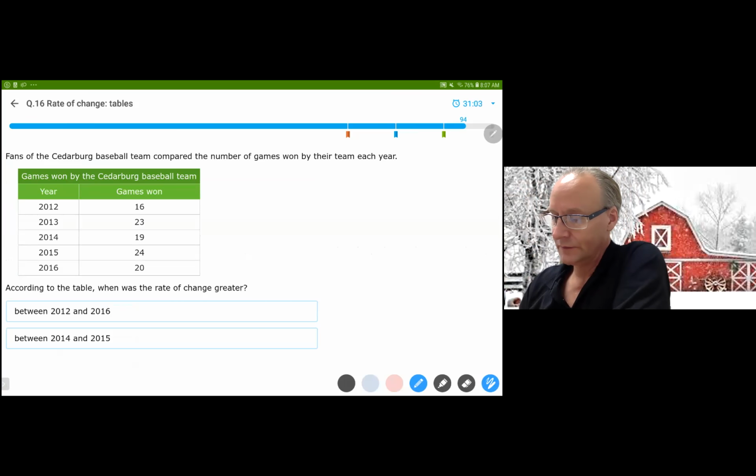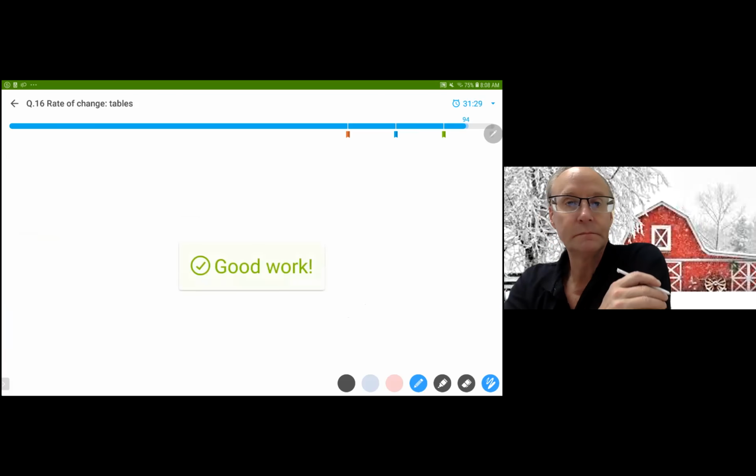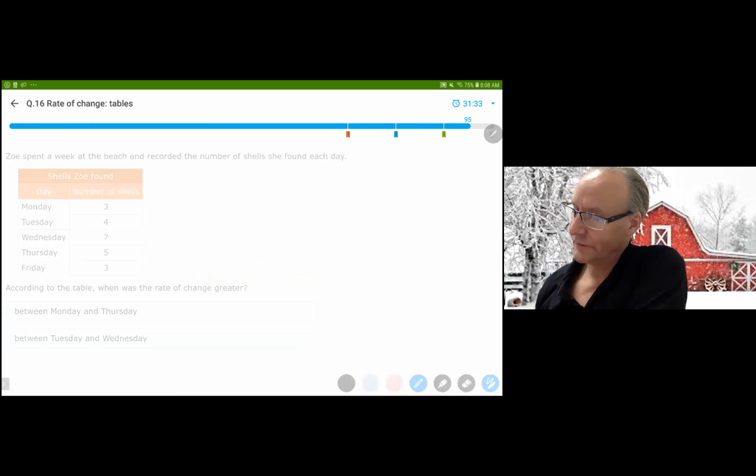Okay, 2012 to 2016 is 4 years, and it went up 4. 4 over 4 is 1. That was 1 game per year. And from 14 to 15, we went up 5 games per year. Definitely 14 to 15. Get a squirrel cheer for that one.